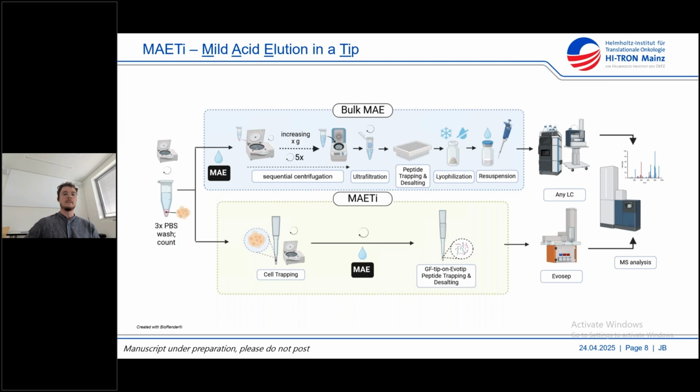And now the method that we came up with is that we directly load cells on a membrane-tapered low-bind pipette tip, and coupled with the Evotip technology, we can circumvent a lot of steps that are required in the bulk mild acid elution, and thereby boost the sensitivity of our method.